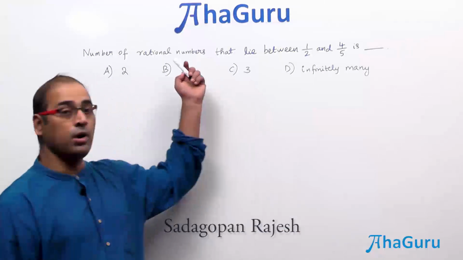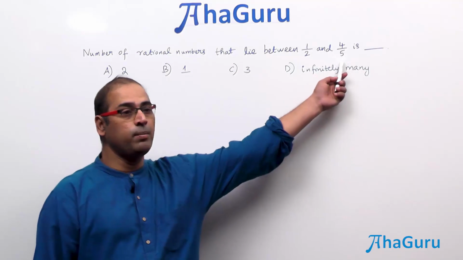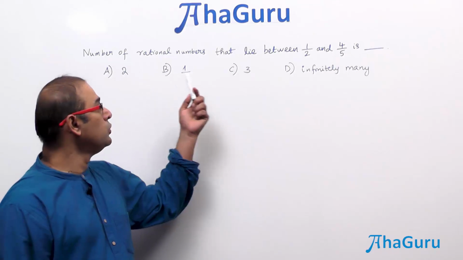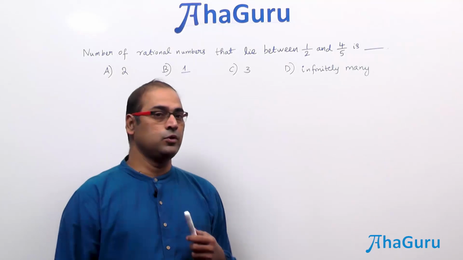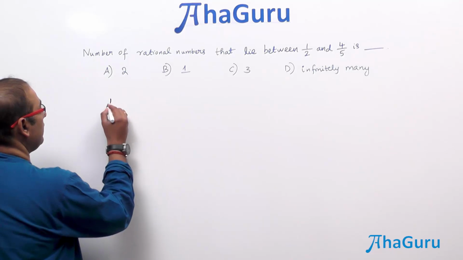Okay, here is an interesting problem. The number of rational numbers that lie between 1/2 and 4/5 is ___. The options are 2, 1, 3 and infinitely many. So it's very interesting. Some may try like this.